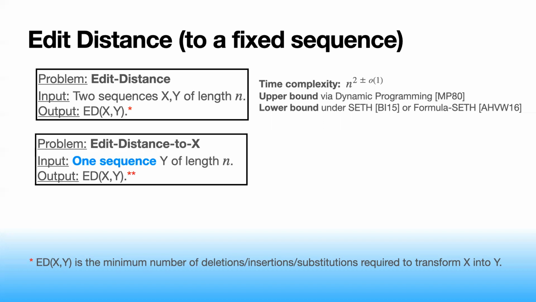But now, suppose that one of the two sequences is fixed in advance and never changes. So in this edit distance to X problem, only the sequence Y is given as input, while X is fixed. So the input is one sequence rather than two, and the goal is to know the distance between the given input sequence Y and the fixed sequence X.